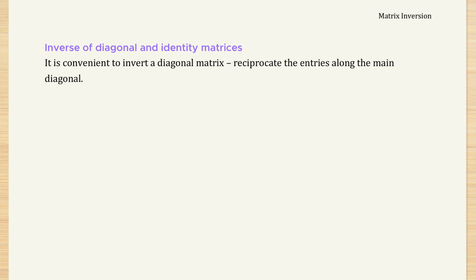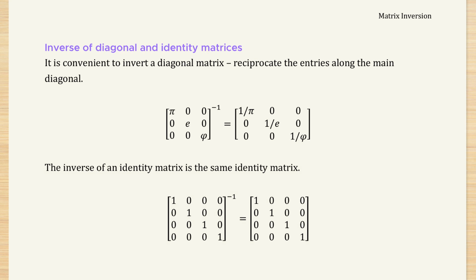Now for something easier, the inverse of diagonal matrices. We simply reciprocate each entry along the main diagonal. Here we have pi, e, and phi along the main diagonal. Then the inverse of this matrix is going to be 1 over pi, 1 over e, 1 over phi along the main diagonal. An even easier matrix to invert is the identity. Identity only has 1s along the main diagonal. If we take the reciprocal of 1, it's just 1, which is 1 over 1. Therefore, the identity and the inverse of the identity are the same matrices.